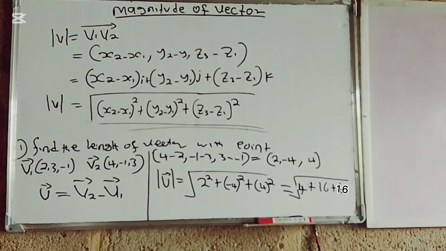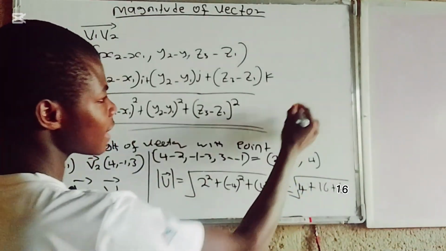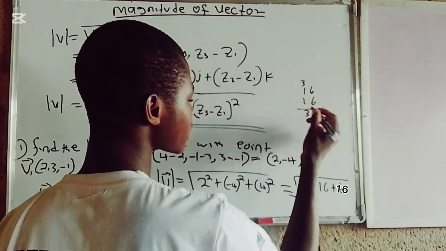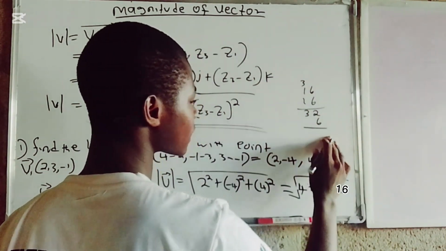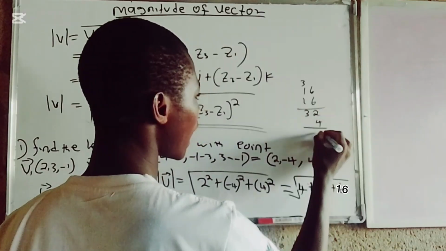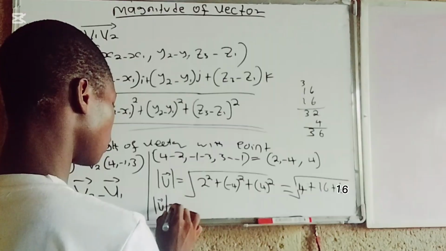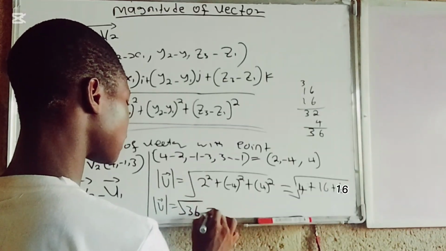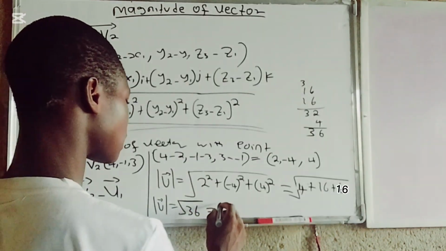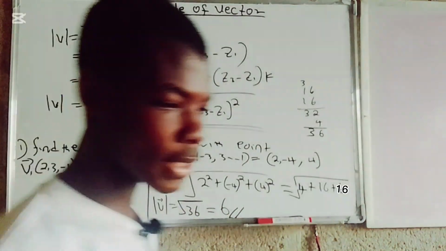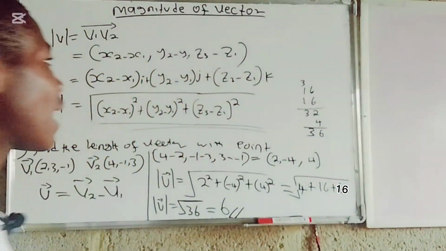So I hope you get it. If I add this, 4 plus 16 plus 16, this is the same thing as 36. So this is the root of 36, and root of 36 is the same thing as 6. So therefore, this is all for the first question on how to find the magnitude of a vector.